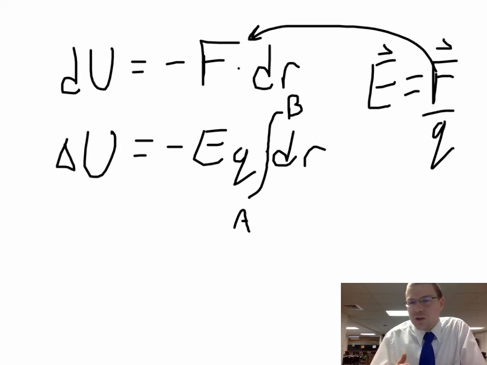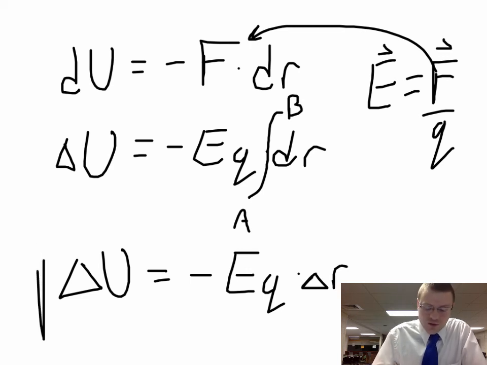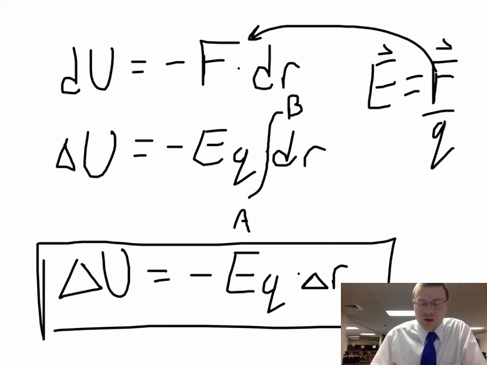So if you look, I pulled the electric field out because it's uniform, I pulled the charge out because it's just the charge that's in that field, and dr just becomes change in r from one location to the next. So it's really a displacement. So my change in potential energy here is negative EQ times the displacement, how far you've moved in the field. Now remember, to have energy change in a field, you have to move with the field. If you move perpendicular, you don't get any energy loss whatsoever.